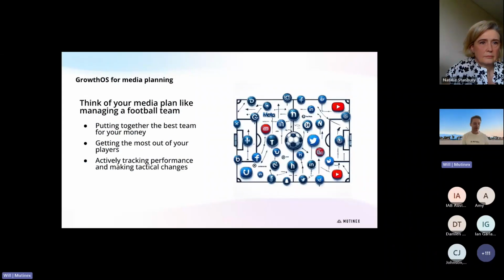And this is where we start coming into the part of thinking about your media planning, a bit like you're managing a football team. As I said at the start, you want to be getting the best team on the field that your budget can afford ultimately. And you also want to make sure that each of those players are performing as strongly as they possibly can. You want to be getting the very best from each of those players. And you want to be tracking it.